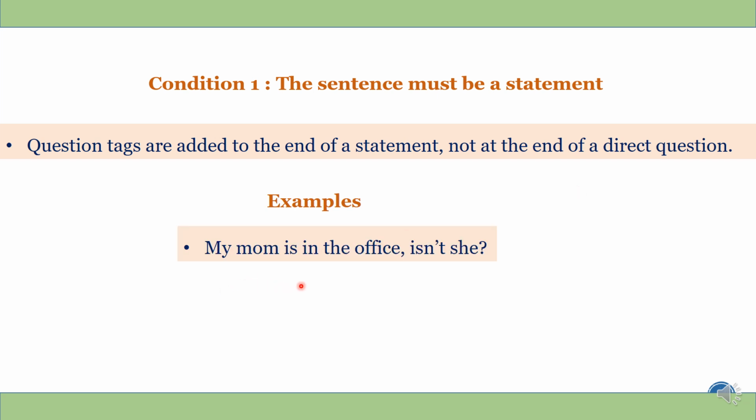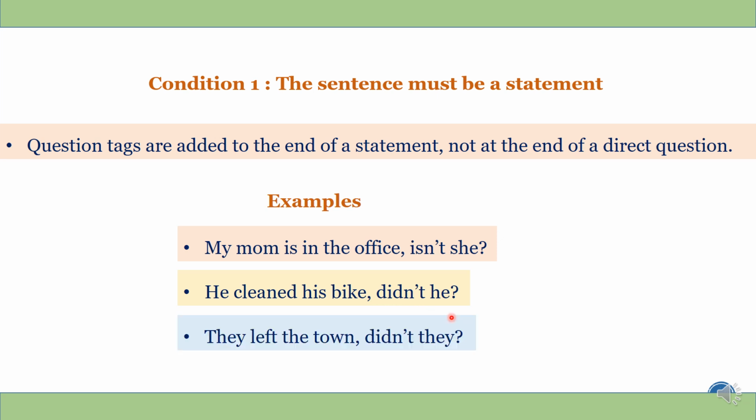Examples: my mom is in the office, isn't she? Here, my mom is in the office is a statement, it is not a direct question. After the statement, we are adding the question tag, that is, isn't she? Next example: he cleaned his bike, didn't he? Next example, they left the town, didn't they? In all these, the first part is the statement, and at the end of the statement, we are placing the question tags.